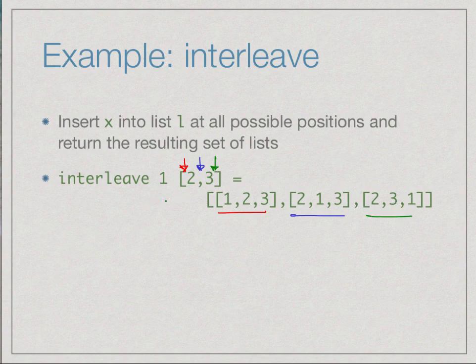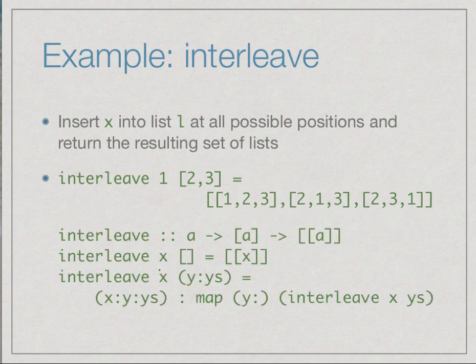So what we want to do in general is, given a value and given a list, we want to return all the lists that we get by inserting this in appropriate positions. Once again we do this by induction. If the second argument is the empty list, then the only thing that we can do is to insert x into the empty list and create only one output list which contains the value x.